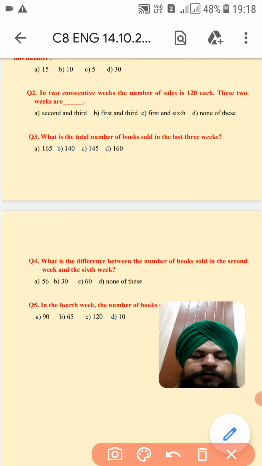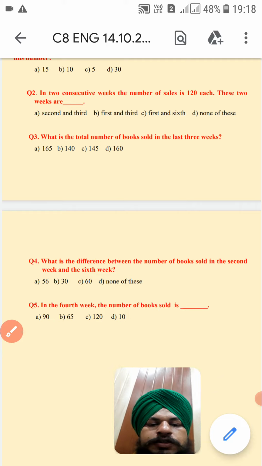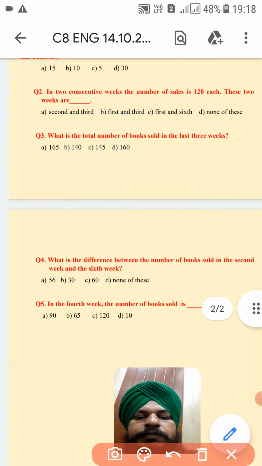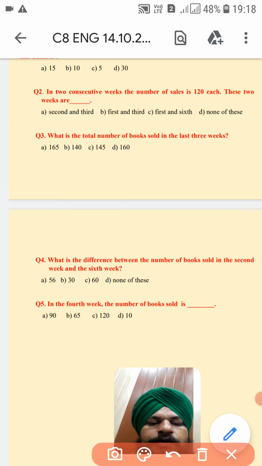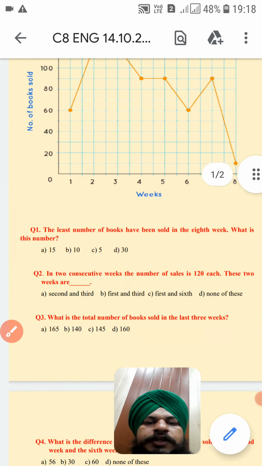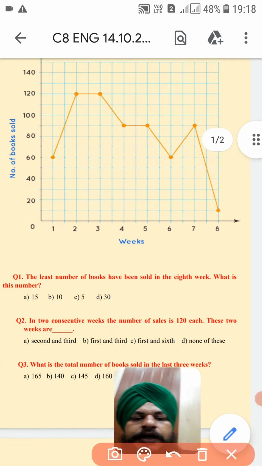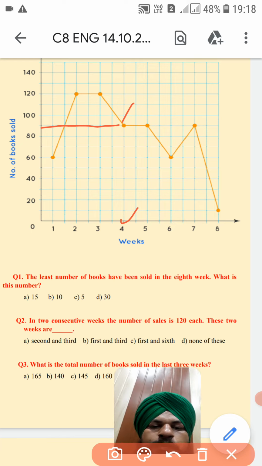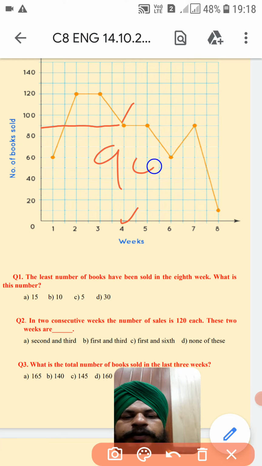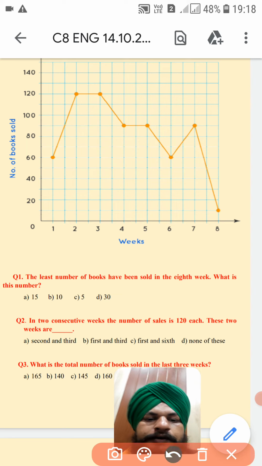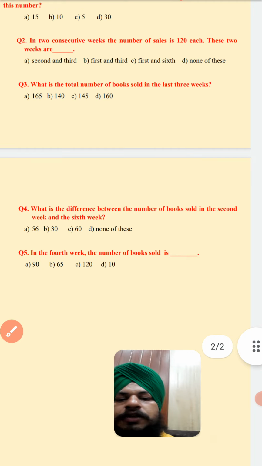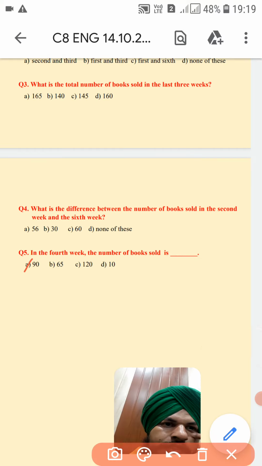Option C has 60 number of books. Question number 5, in the 4th week how many books were sold? Let us see in the graph, this is the 4th week, and this number of books are sold. So 90 books are sold. Let us see in the options. A option is the 90 books, so A is the correct answer.